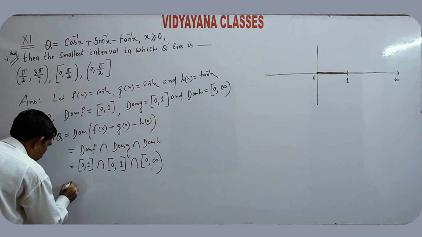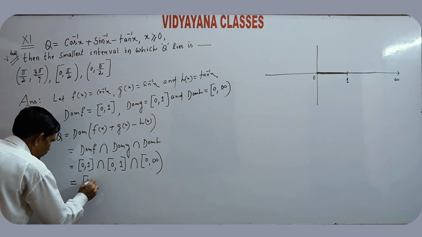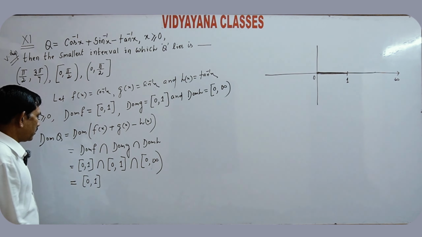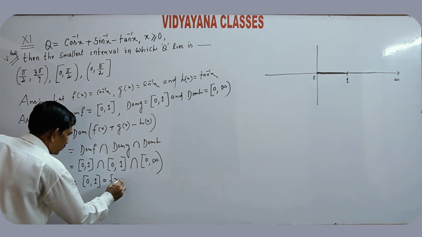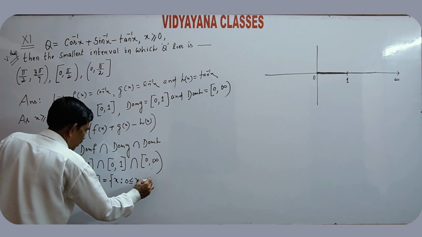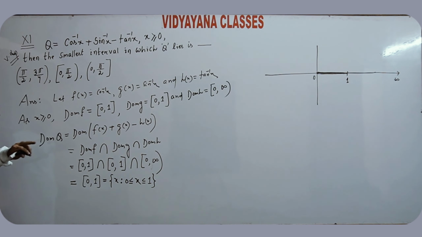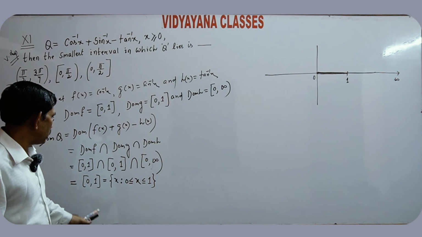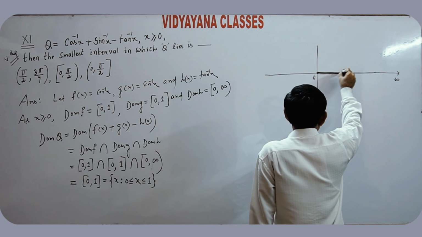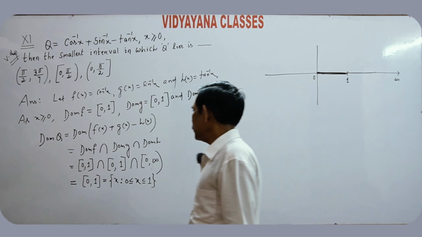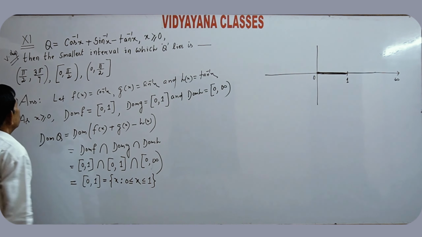which is the same as [0, 1]. Domain of theta is [0, 1], which is the same as the relation x greater than or equal to 0, less than or equal to 1. It is the domain of theta. We have to find the smallest interval in which theta lies. In this interval theta exists, so theta belongs to [0, 1], the domain of theta.